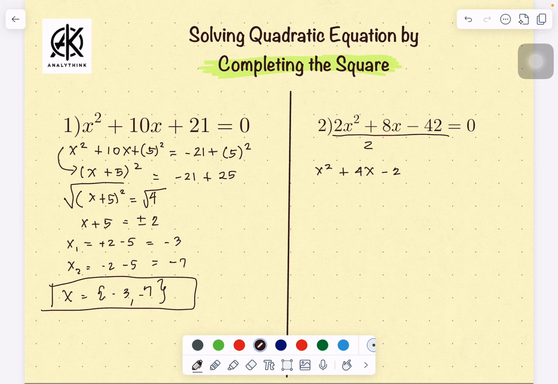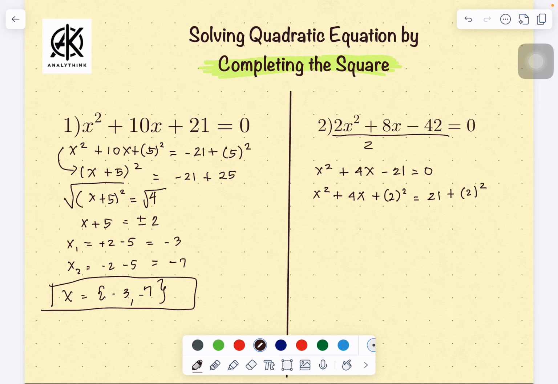Minus 21 equals 0. Then same process, I will transpose the third term to the other side of the equation, so that becomes positive 21. And then I will add another term here, so that would be 4 divided by 2, squared. That would be 2 squared, and then plus 2 squared as well on the other side of the equation.